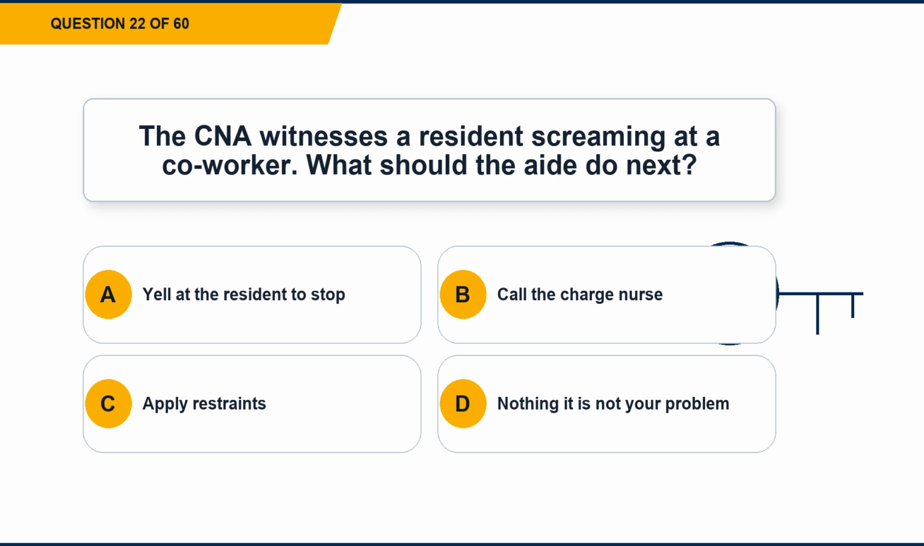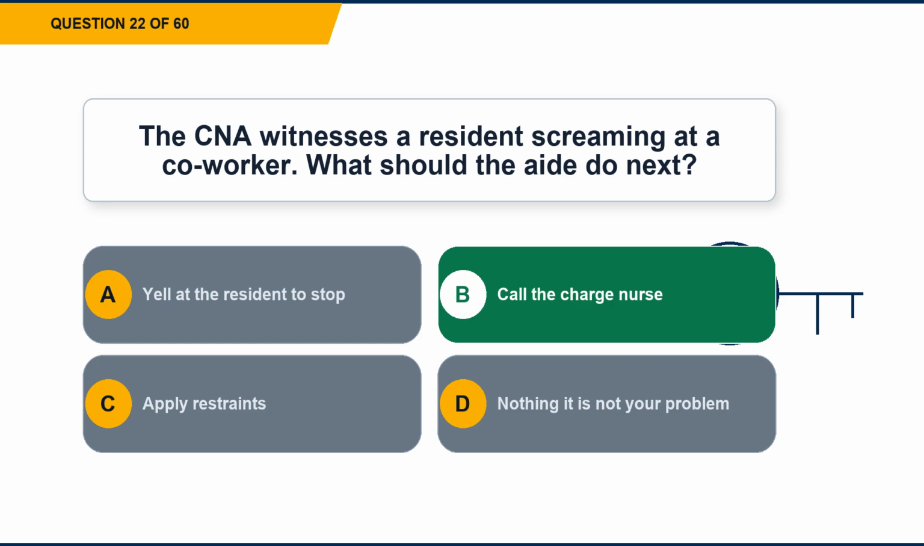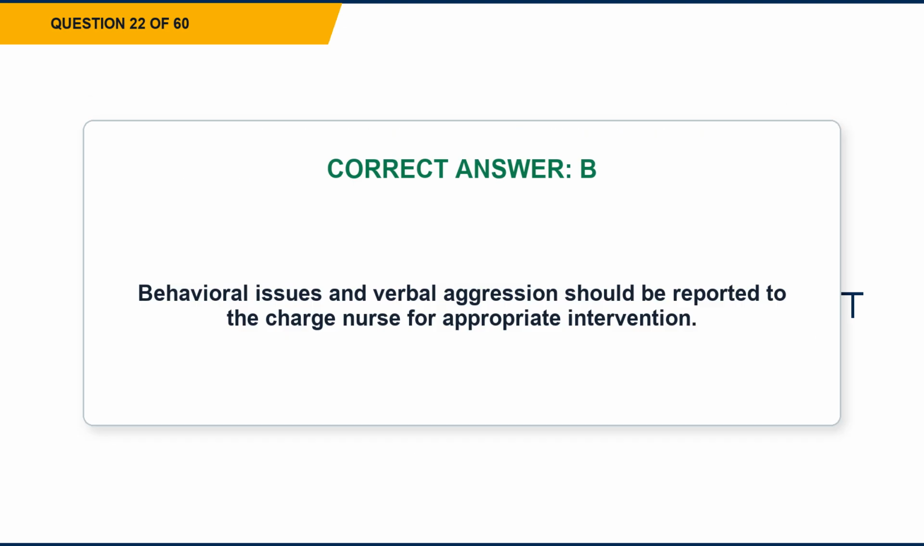Question 22. The CNA witnesses a resident screaming at a coworker. What should the aide do next? Option A: yell at the resident to stop. Option B: call the charge nurse. Option C: apply restraints. Option D: nothing, it is not your problem. The correct answer is option B: call the charge nurse. Explanation: behavioral issues and verbal aggression should be reported to the charge nurse for appropriate intervention.